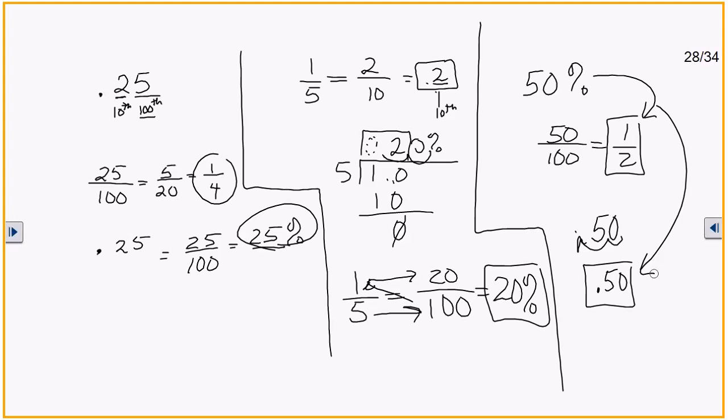Now that's how you convert. That's a little bit about fractions. A fraction is a decimal, is a percent, is a decimal, and a fraction. So make sure you know the difference between the three. When do you use them?